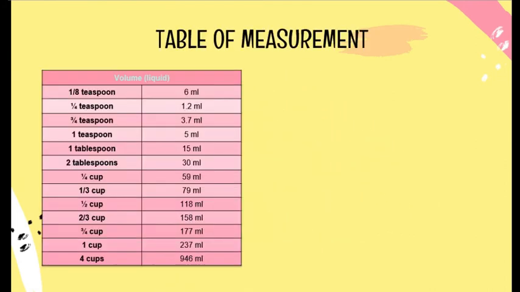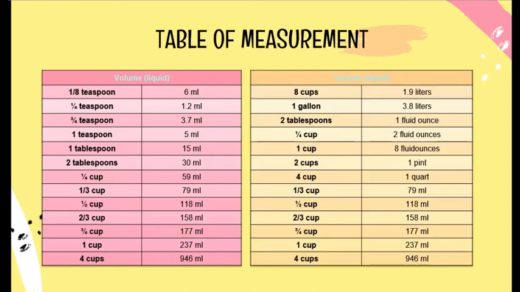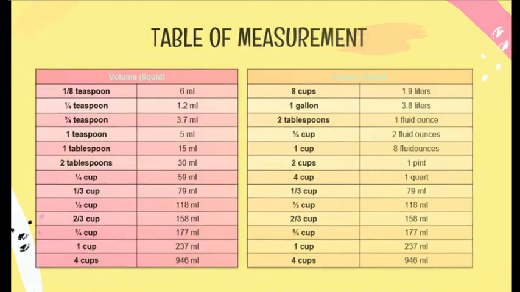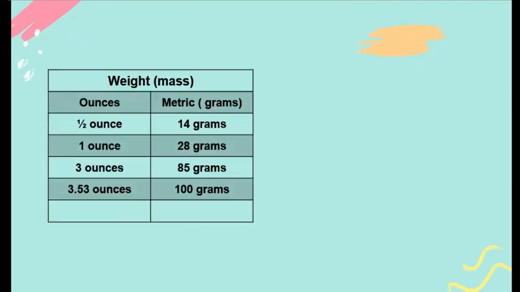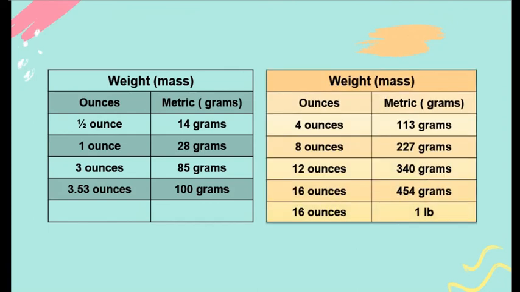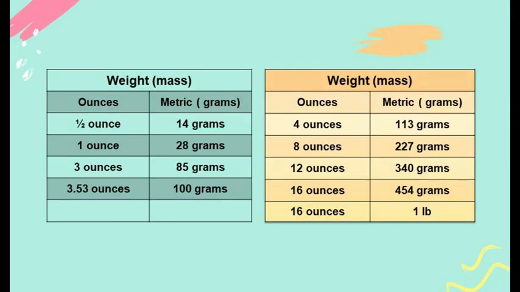So in this table, you will see the equivalent of teaspoon to ml, tablespoon to ml, cup to ml, cup to liters, tablespoon to fluid ounce, cup to ml, cup to quart, and weight mass. We have ounce to metric or grams, and then we have weight mass, ounce to metric or grams.